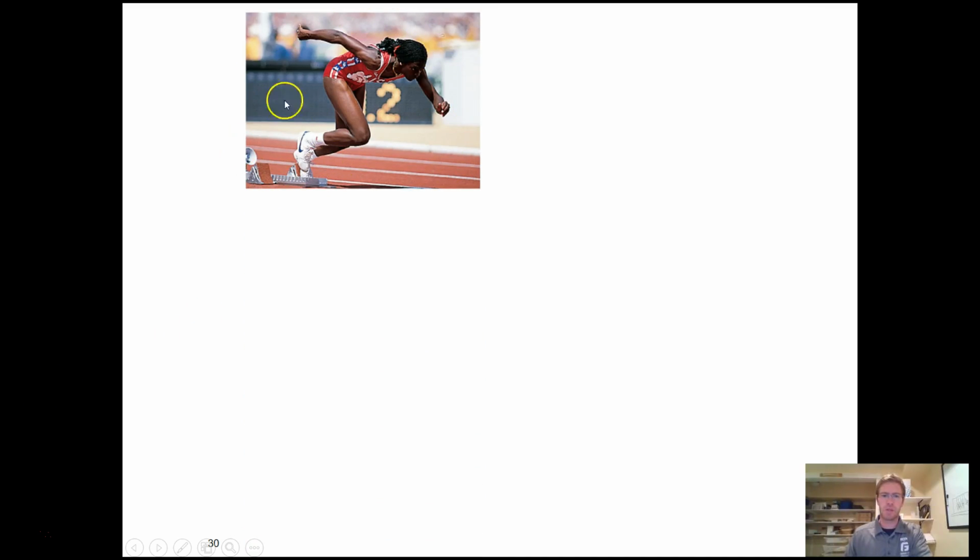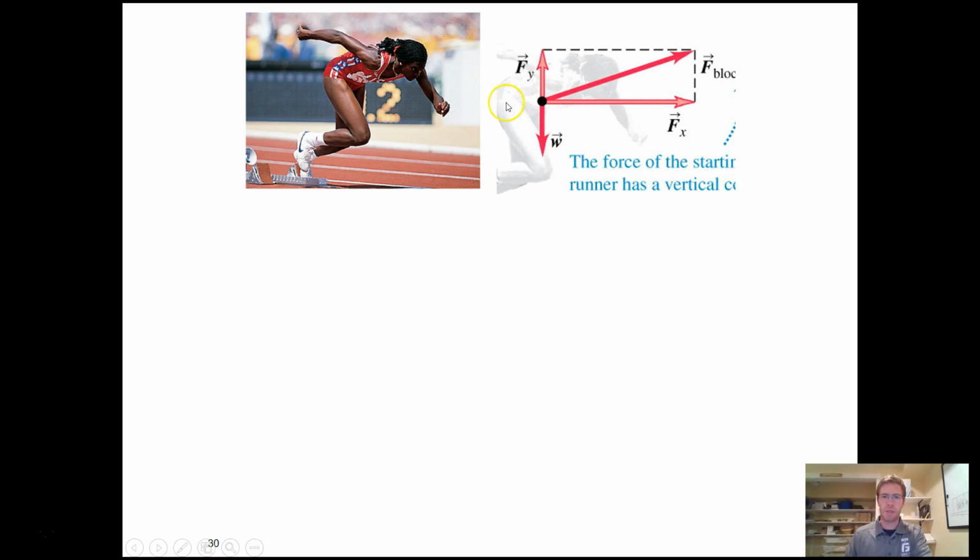So here's the first situation. Here you have a sprinter who's taking off. She's just beginning to run. As you can see, one of her feet is still in contact with the starting block. All right, so what would a free body diagram look like for her? Pause it and draw your free body diagram. So hopefully you got something that looks like this.